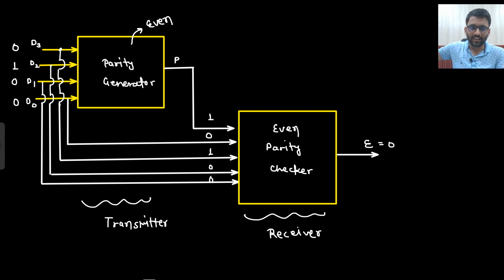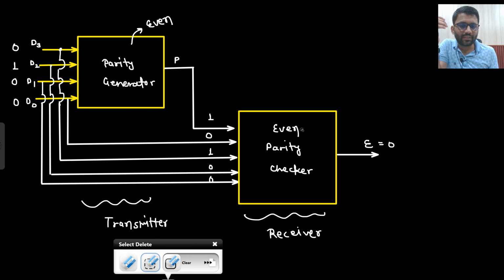So first we will see the data line. If we want an even number of ones at the receiver, we will generate a parity bit which checks whether the number of ones is even. If it is not even, it will make itself 1, and this will be transmitted to the receiver. At the receiver we will have an even parity checker, which makes sure the number of ones is even. If the number of ones is even, it will give error equals 0.